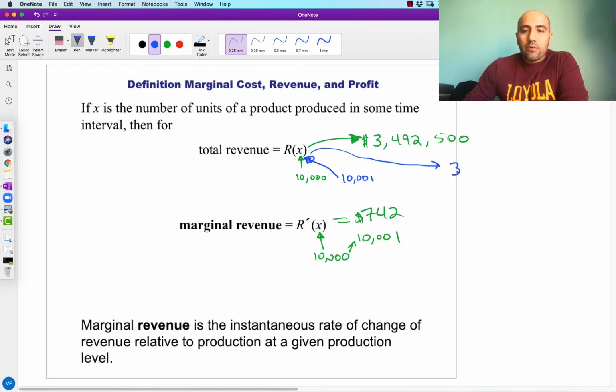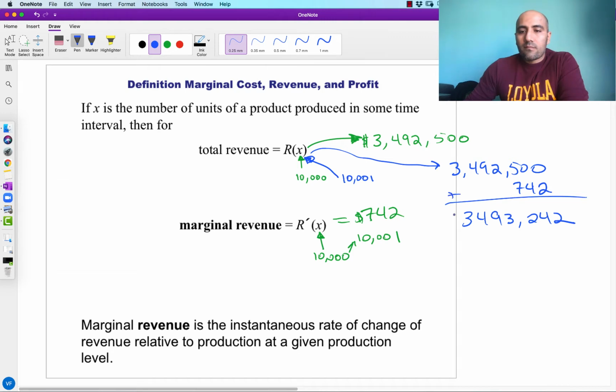So this would be 3,492,500 plus the 742 would take me to 3,493,242. Okay, and again, this is an approximation to the actual one.